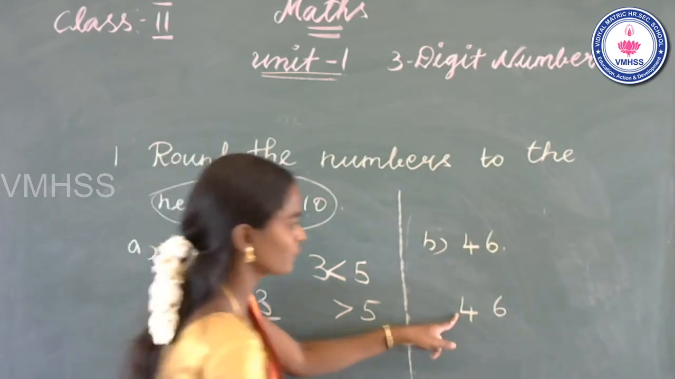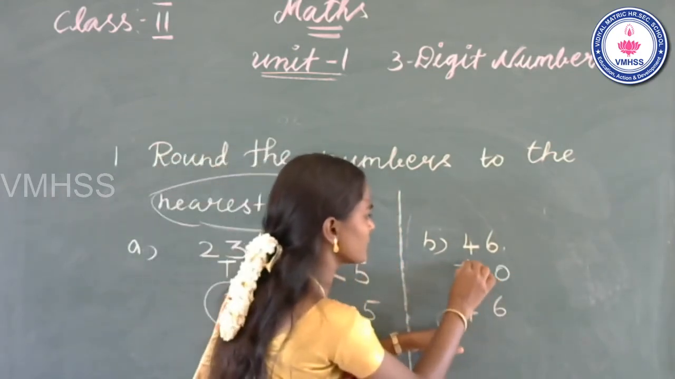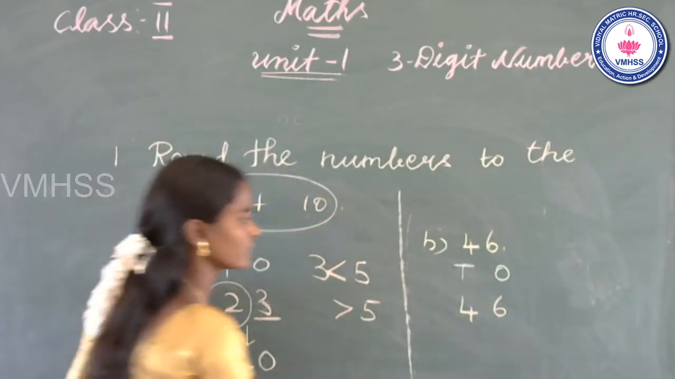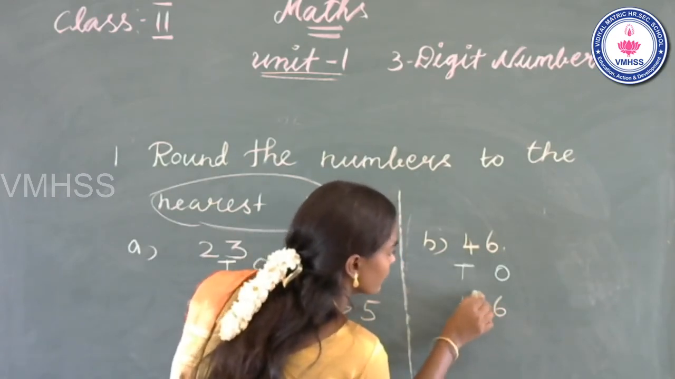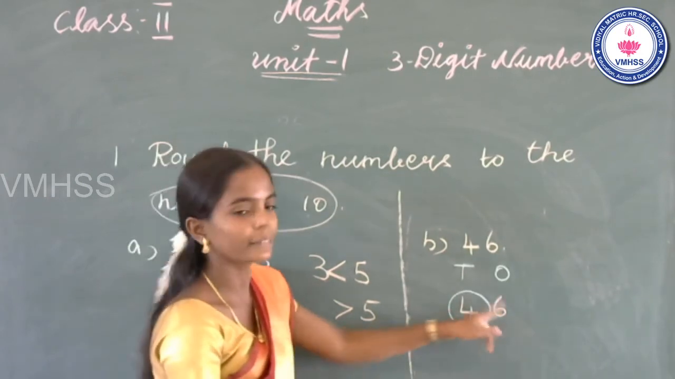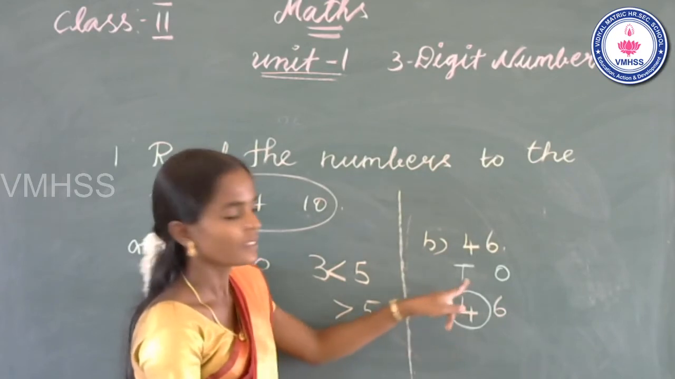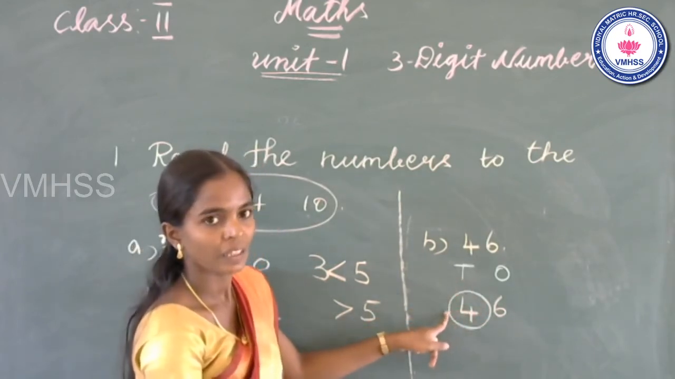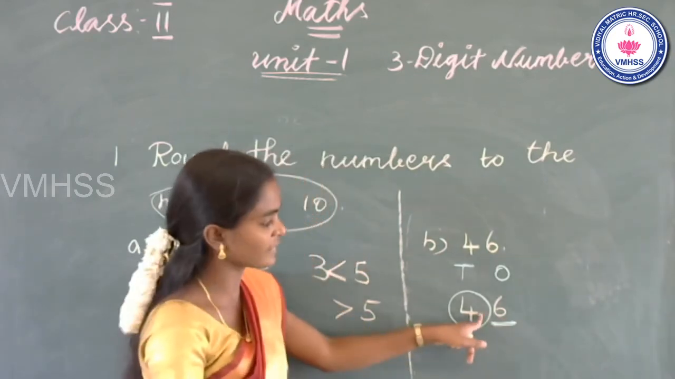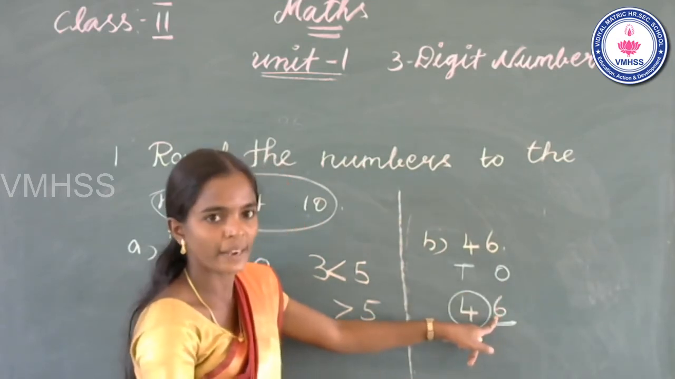4. Very good. So from the right, the first place is ones, the second place is tens. So first we find the tens place number. Circle the tens place number. So 46, ones place number 6, tens place number 4. Next, we look at the nearest place on the right side, the ones place.